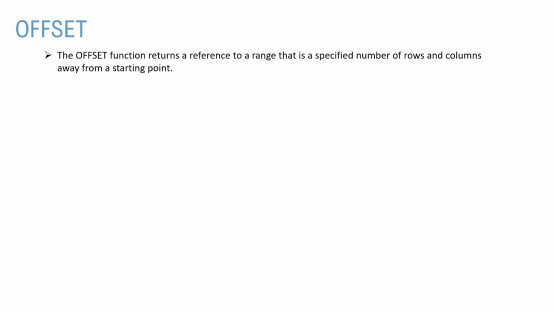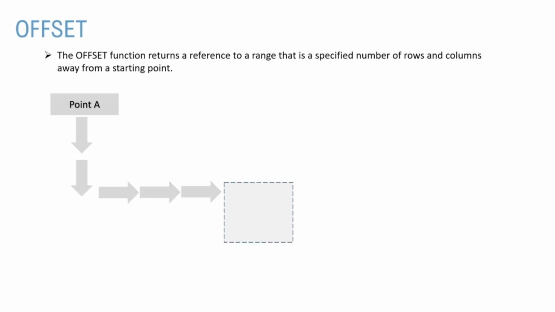The OFFSET function returns a reference to a range that is a specified number of rows and columns away from a starting point. The OFFSET function helps you move from one cell to another cell based on the direction you give. Think of it like Google Maps directions. You start at one location, move two steps down, three steps to the right, and then select a certain area. That is how the OFFSET function works.